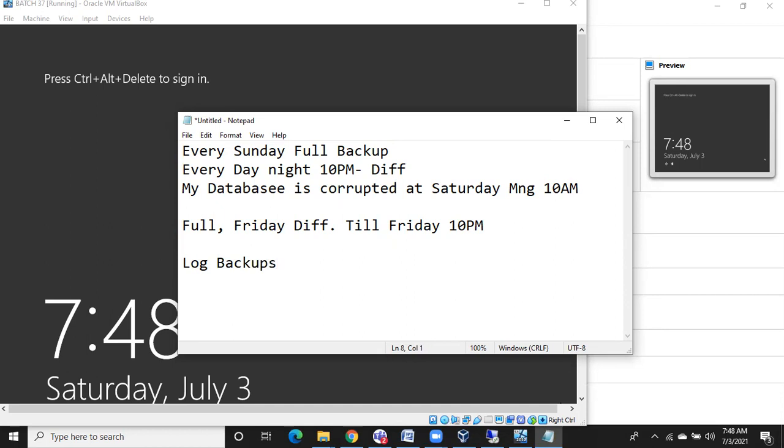What will a differential backup do? It will do two things. What will a full backup do? What will a full backup do? It will do two things. What will it do?